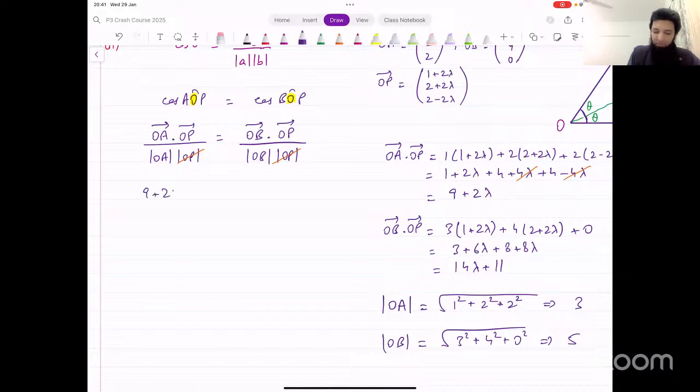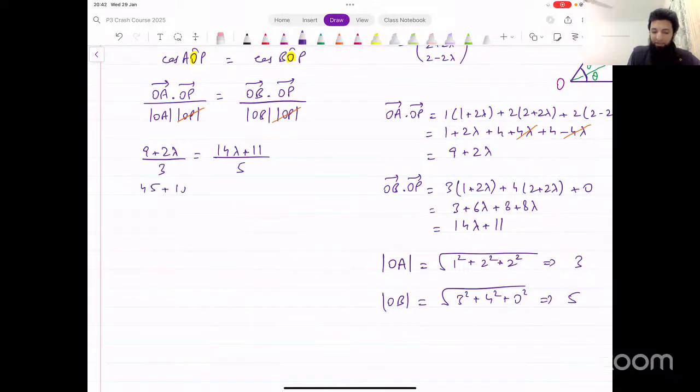That was 9 plus 2 lambda divided by the magnitude of OA, which was 3. That should equal 14 lambda plus 11 divided by 5. Let's cross multiply, and that gives us 45 plus 10 lambda equals 42 lambda plus 33. And we get 32 lambda equal to 12 from this. And lambda equals 12 over 32, which is 6 over 16, which is 3 over 8. So the value of lambda turns out to be 3 over 8.